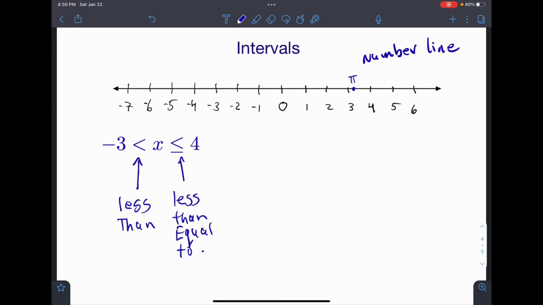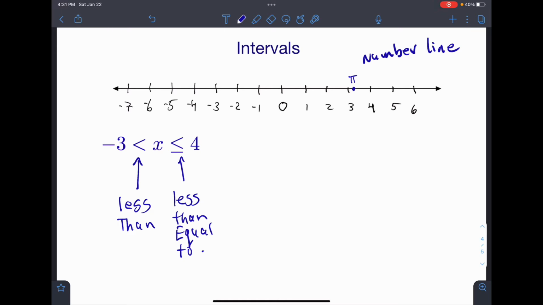Okay, so how can we represent this interval on the number line? Well, first of all, what does this interval mean? It's telling us something about the value of x. It's telling us that x can take on values between -3 and 4, including 4. We want to include the number 4, but not include the -3. So x could be anywhere in that interval.